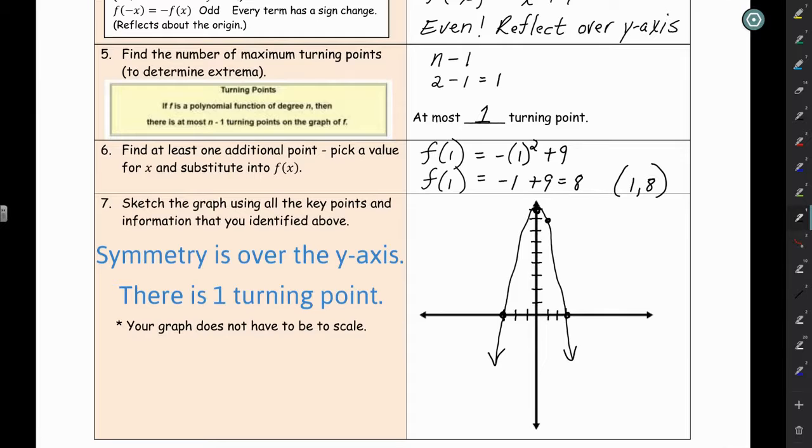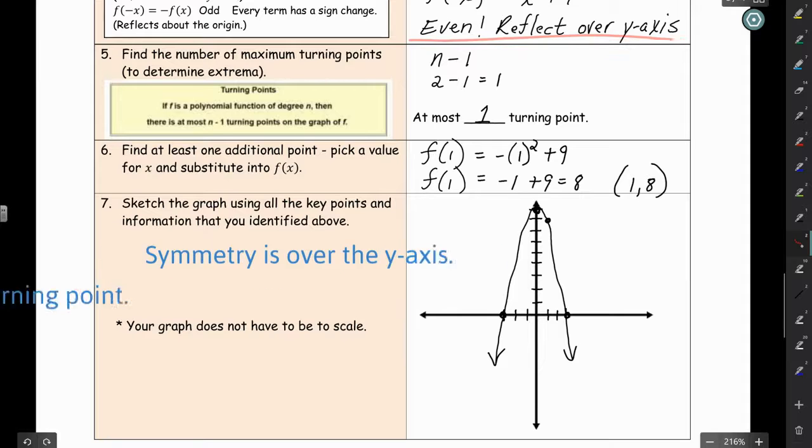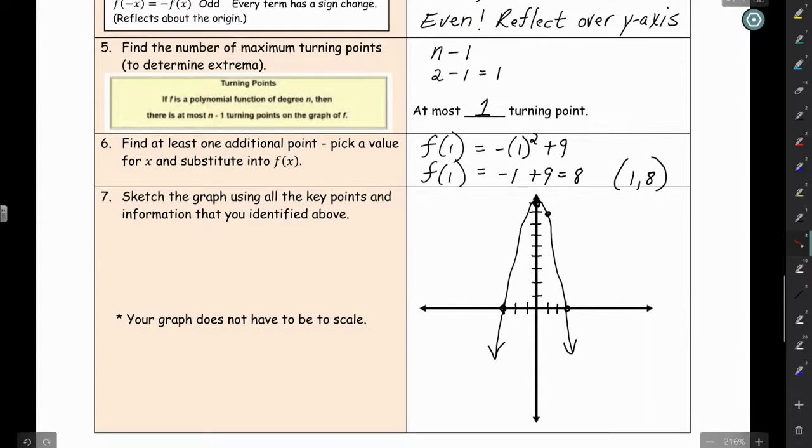All right, so we've sketched the graph, and I just want to have you notice here that we do reflect over the y-axis. This graph is reflecting over the y-axis, the way we expected when we looked at step number 4. All right, we're moving on to number 3.